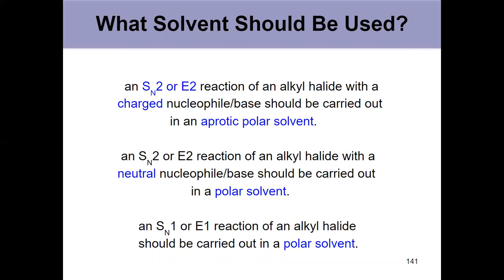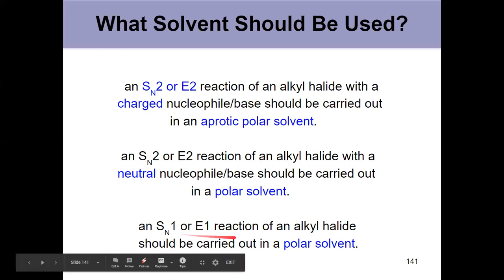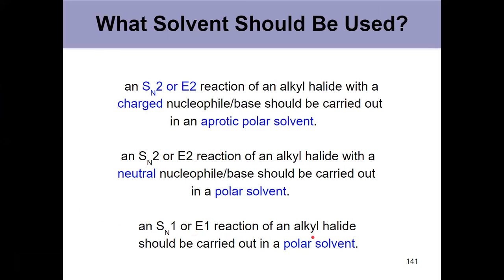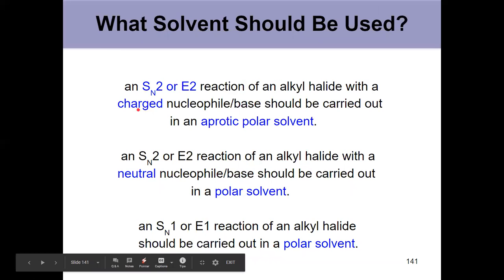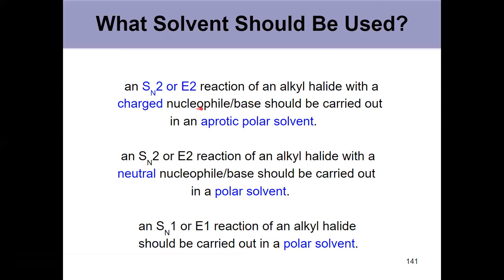So this slide summarizes what solvent should be used. SN1 or E1, go ahead and use a polar solvent. The more polar, the better. SN2 or E2, typically those are going to be charged nucleophiles in order to get the best reaction. So then you're going to use an aprotic polar solvent, as we just mentioned, something like DMSO or DMF. If you happen to have an SN2 or an E2 reaction with a neutral nucleophile, you can do that in a polar solvent, but these are less common because then they compete with SN1 or E1. So solvent choice is important. Key idea when you're designing a synthesis.